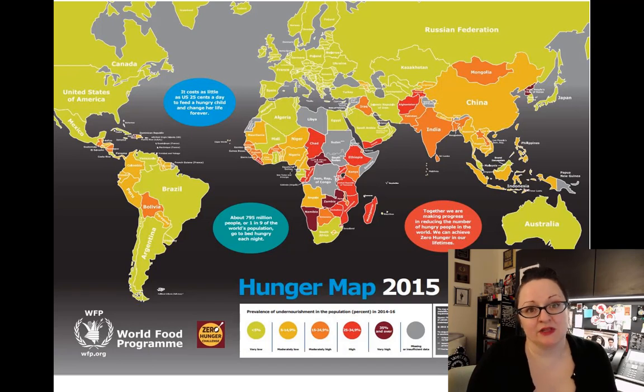Maslow's base level is physiological needs, and one of the big ones there is hunger. So this is the world's hunger map, where you can see some of the health disparities again.